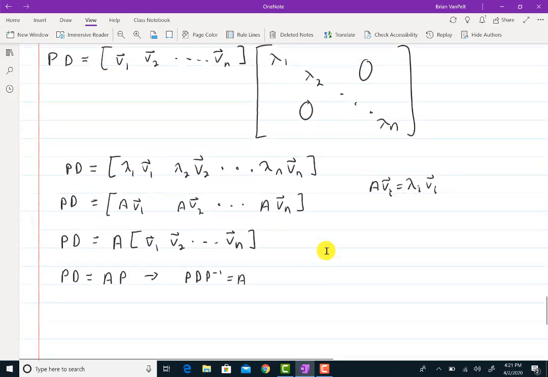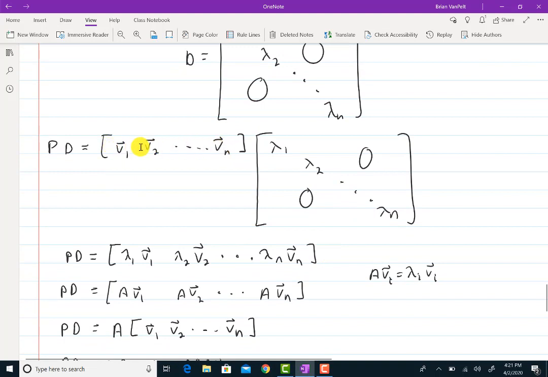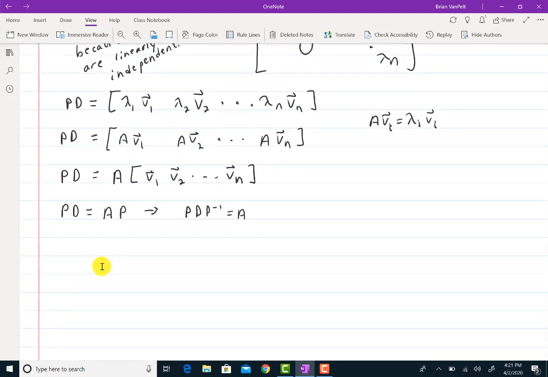I don't remember if I mentioned it, but P is the matrix of eigenvectors. This matrix is invertible. P is invertible because its columns are linearly independent. So anyways, as I go on, I was working towards that, and I got to the thing was diagonalizable. So the theorem is proven.